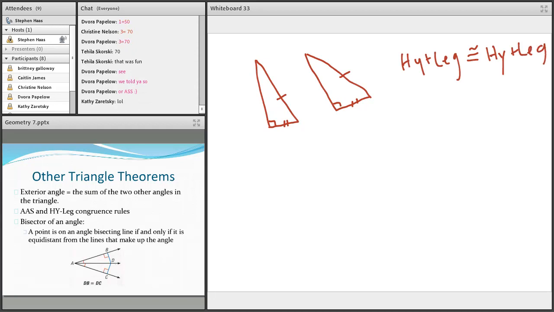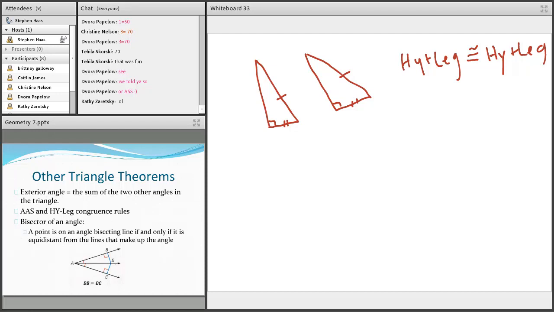Okay. Now, the last rule I wanted to discuss before we looked over some practice questions is the bisector of an angle rule. A point is on an angle bisector if and only if it is equidistant from the sides that make up the angle. So, for example, I have the diagram here for you, where BAC is an angle, and AD is a ray in this case, because it's going on forever in one direction.